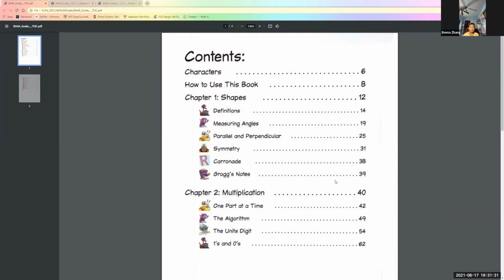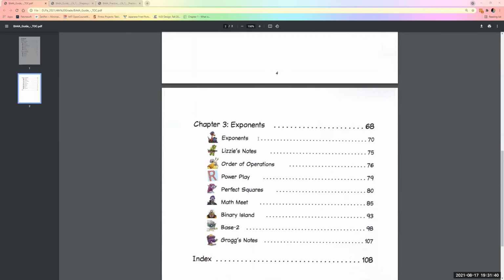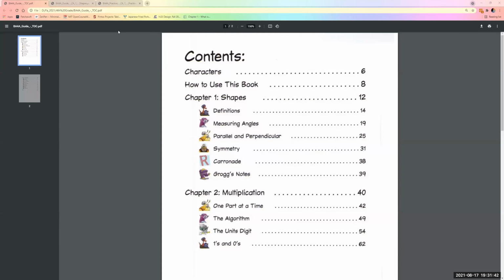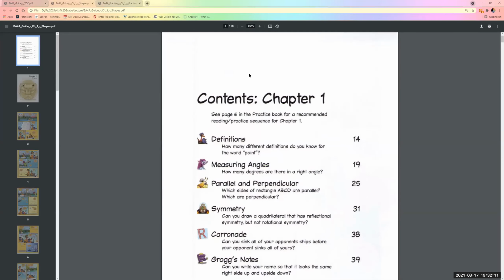The first couple of chapters that we will cover will be shapes for chapter 1, multiplication for chapter 2, and exponents for chapter 3. This will be a backwards classroom where you'll read through the material on your own for homework, and then I will work with you through some of the harder problems during class. But for today, I'll just go through the first 3 chapters. So this is the contents of chapter 1.